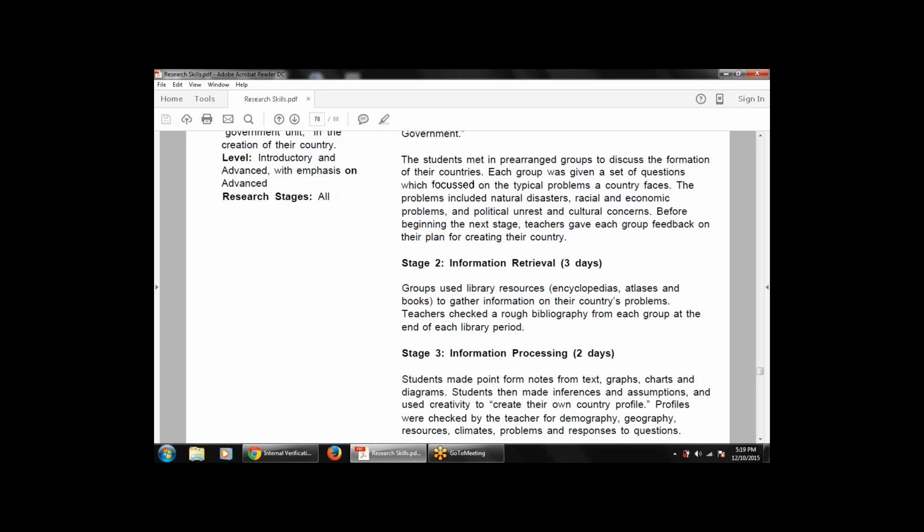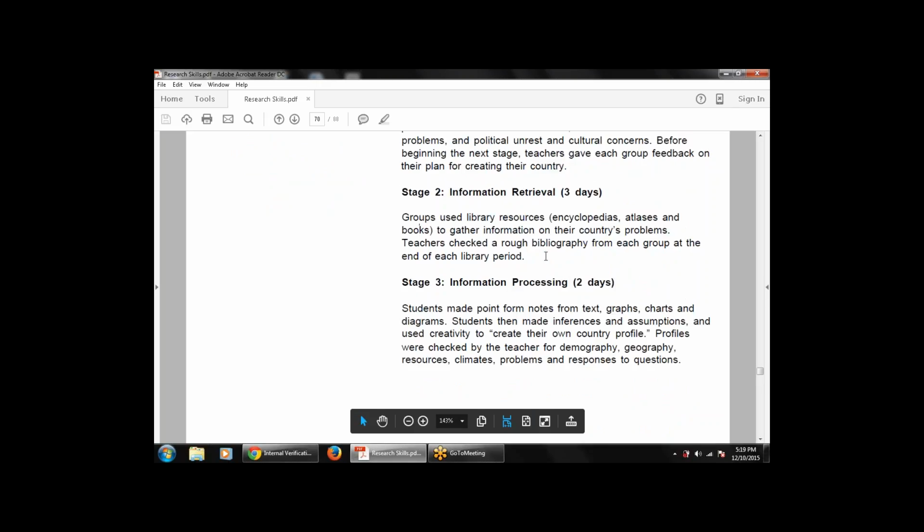That is stage number 2, information retrieval. Then stage number 3 is information processing, which takes 2 days. The students made notes from text, graphics, charts and diagrams, and then made inferences and assumptions and used creativity to create their own country profile. The profiles were checked by the teacher for demography, geography, resources, climate, problems, and responses to the students.